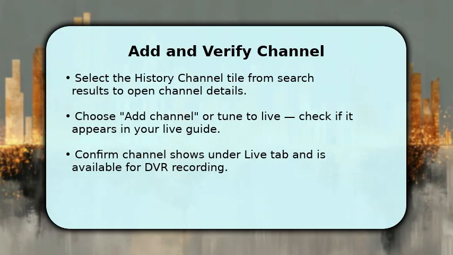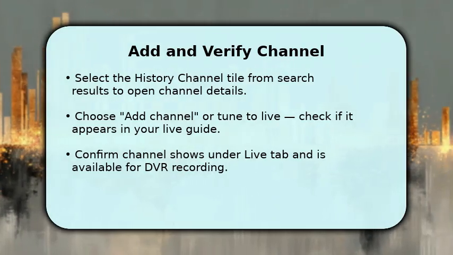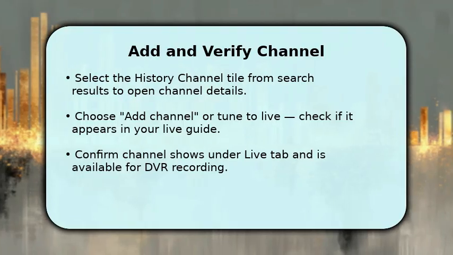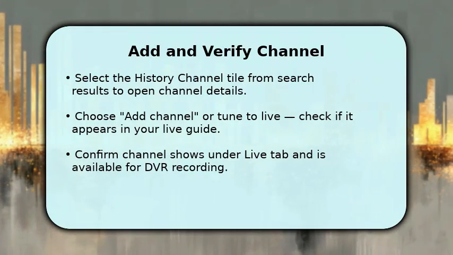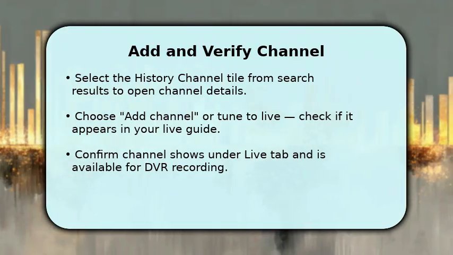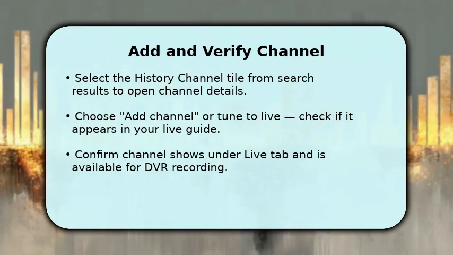Once added, go to the Live tab and scroll through your channel lineup to verify it's present and check that the record button is enabled for DVR. If it's visible and recordable, you're ready to watch live or save episodes for later.